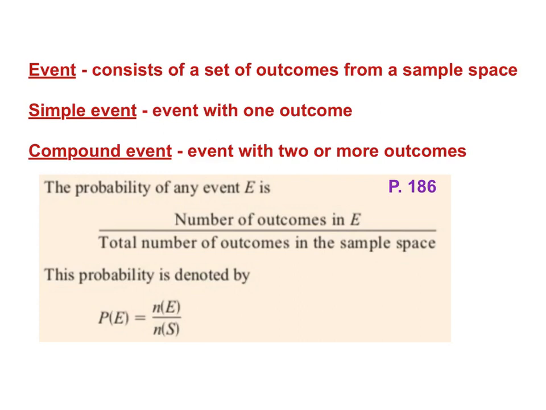25%, or 1 out of 4, right? There's only one way to get heads, heads. There are 4 total possible outcomes for flipping a coin twice. So that's how probability works. The number of outcomes for that event in particular divided by the total number of possible outcomes. And this notation down here just means the number of outcomes in event E divided by the number of outcomes in the sample space. That's the probability of an event occurring.